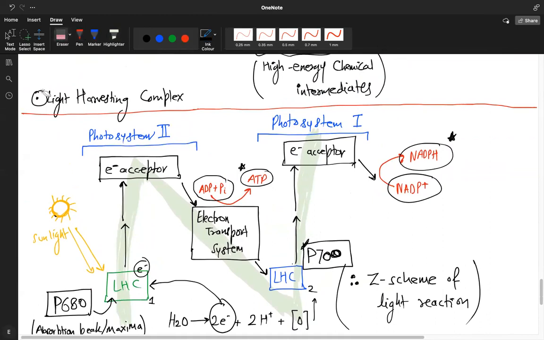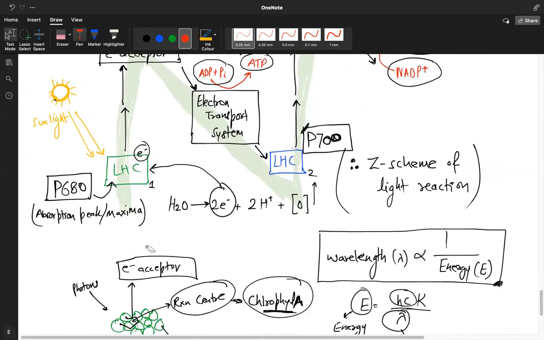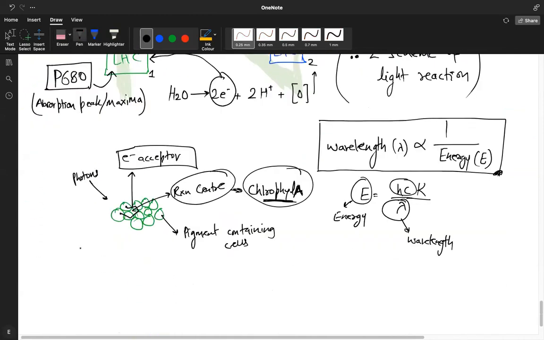I can actually remove this part from here because this I have taught here. This is the light harvesting complex.